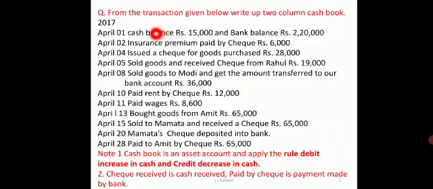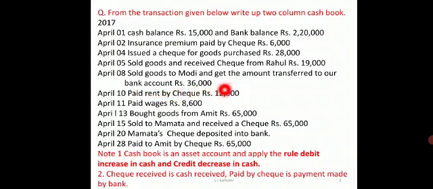So, now I have opening cash balance 15,000 and bank balance 2,20,000. Insurance premium is paid by check 6,000. Issued check for goods purchased 28. Next, sold goods and received check from Rahul 19,000. Sold goods to Modi and got the amount transferred to our bank account 36,000.